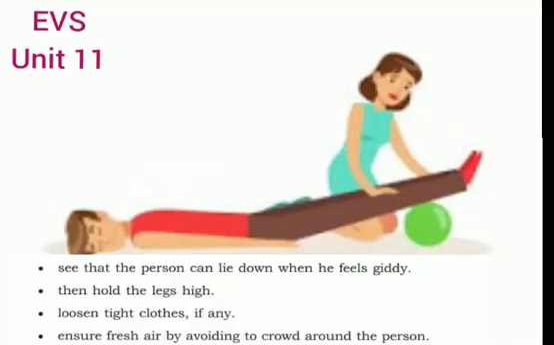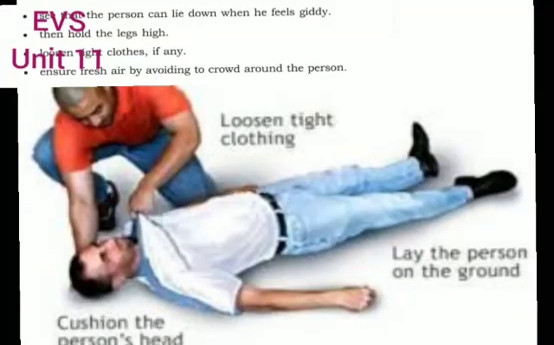Next one is fainting. What will you do if your friend faints while playing in the playground? You have to make the person lie down when he feels some discomfort. Then hold the legs high. Loosen any tight clothes he is wearing. Ensure fresh air by avoiding crowds around the person. So these are the first aids you have to provide when your friend faints while playing.